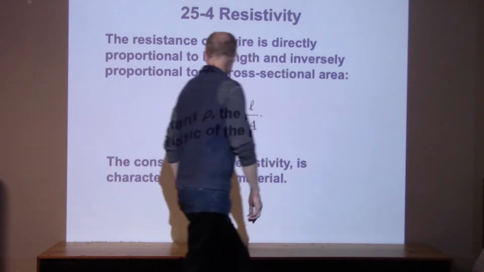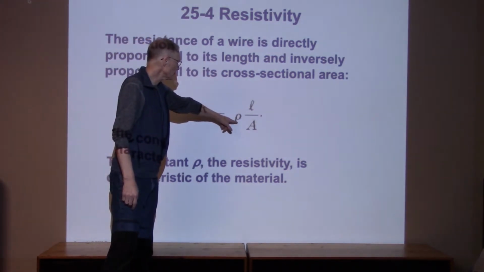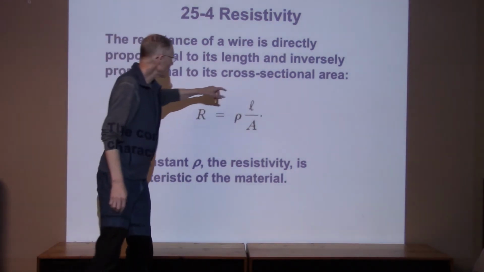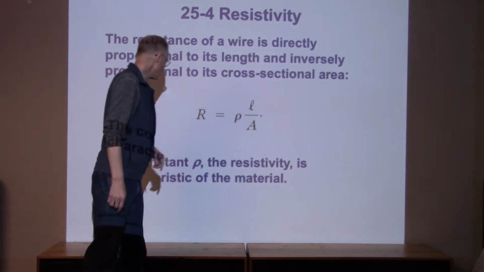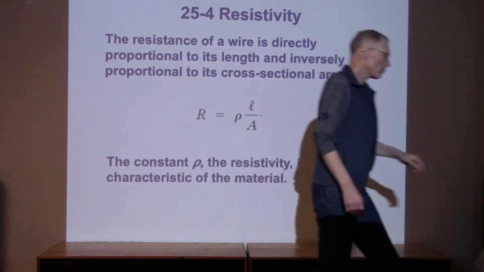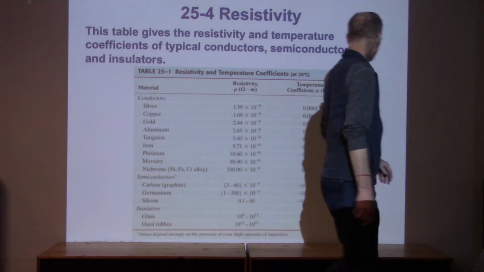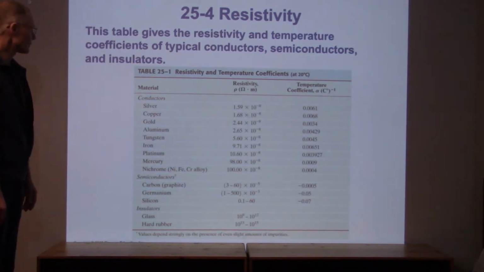Resistivity: the resistance of the devices is going to depend on what it's made out of. That's what we're calling resistivity. And then also it's going to depend on the length, and it's going to depend on the cross-sectional area. So those are the properties or features of a resistor we're looking at. Here's a table again. You can refer to this in your textbook.